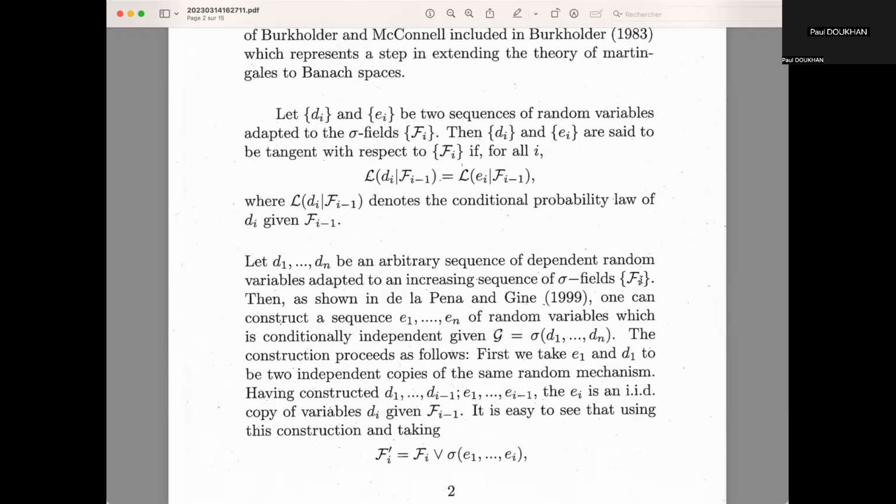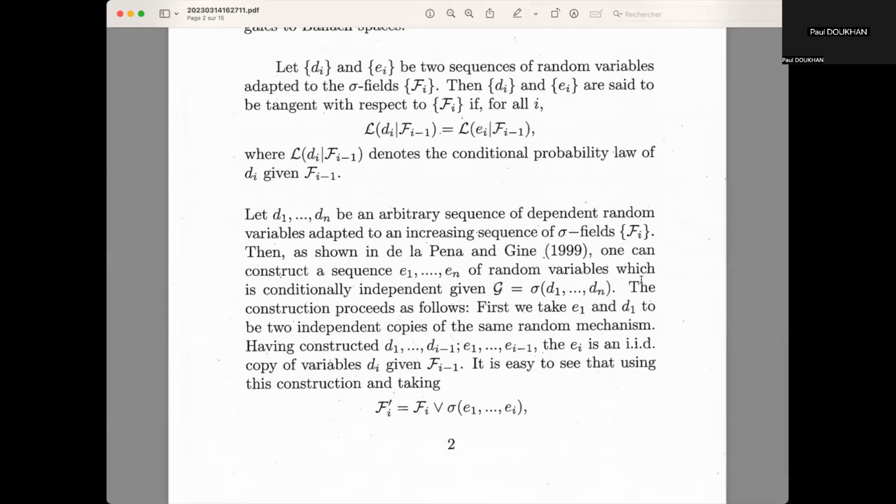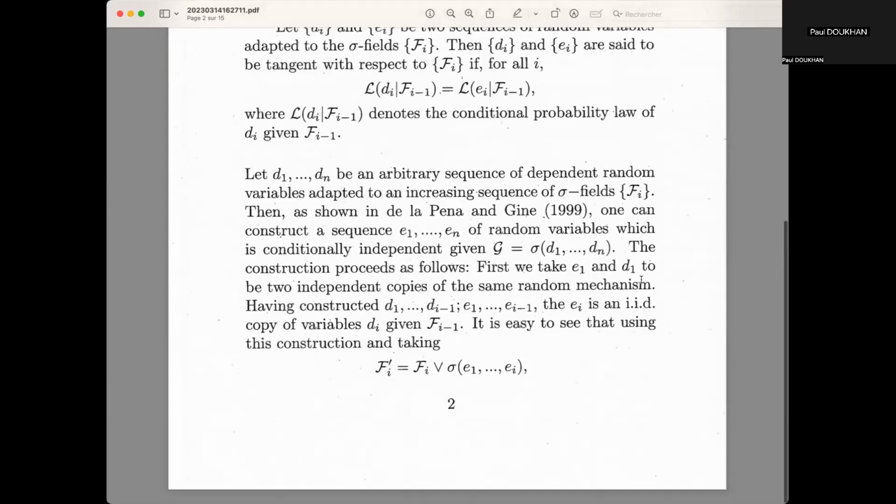Where L of d sub i given F sub i minus 1 is the conditional probability law of d sub i given F sub i minus 1. So these are variables with the same conditional distributions, but that's the only assumption. Now, we want to find from here a sequence that is conditionally independent and has the same properties. And so I'm going to show you how to construct it.